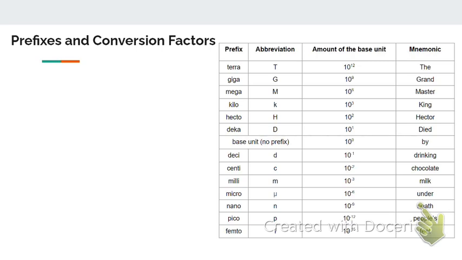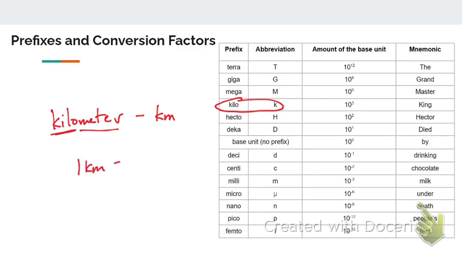So for example, when people run long distances, we might say it's a kilometer. A kilometer is this prefix, kilo, and then you add the base unit. So it has two parts: a prefix and a base unit. And so 1 kilometer equals 1,000 meters, right? This is the base unit here, so from here to here is 10 to the 3.